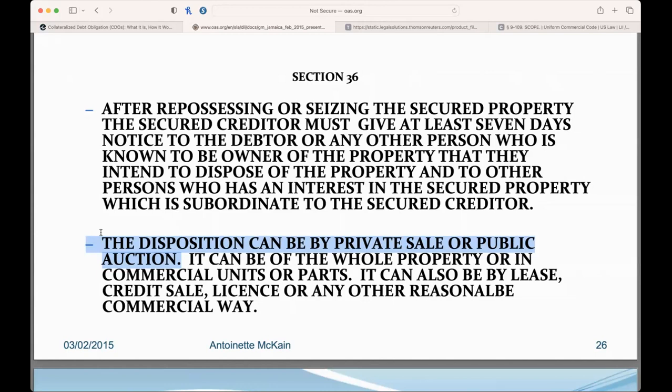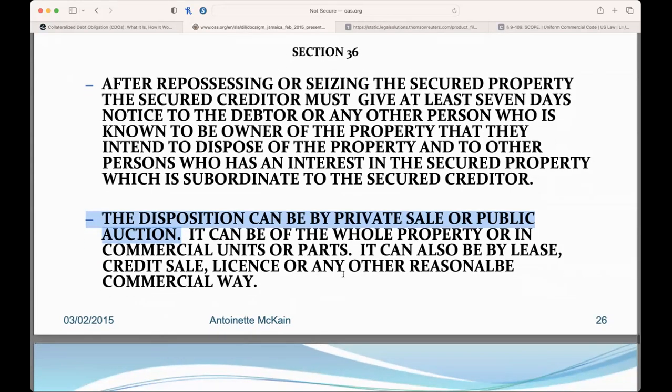Let's see if it says, oh, you found it. All right. So it can be of the whole property or in commercial units or parts. Look at that, it still got you thinking about a house. But when they say commercial units or parts, it's speaking about pools of financial assets or individually. It can also be by lease, credit sale, license, or other reasonable commercial way.